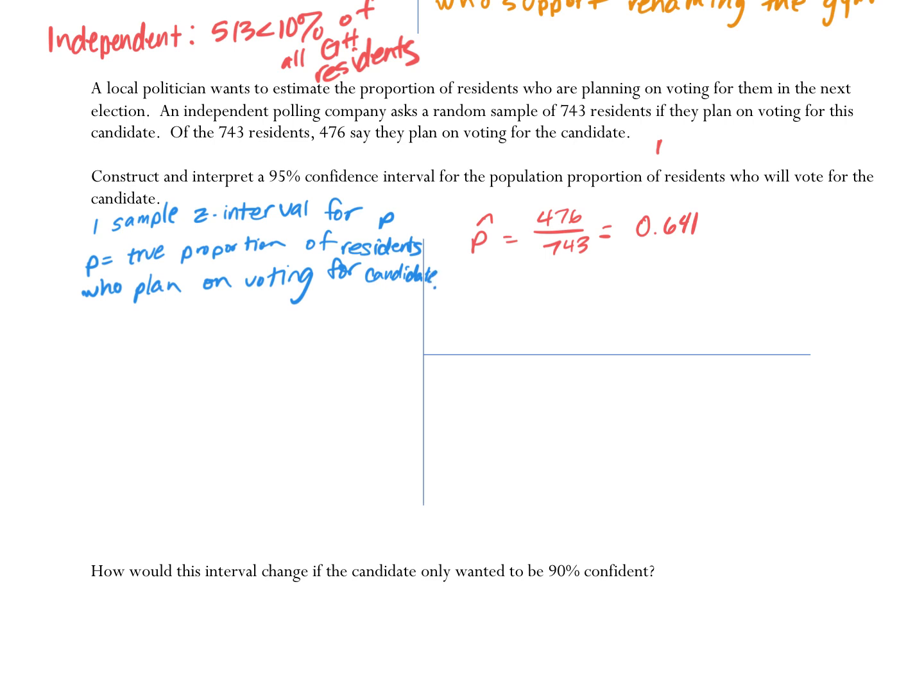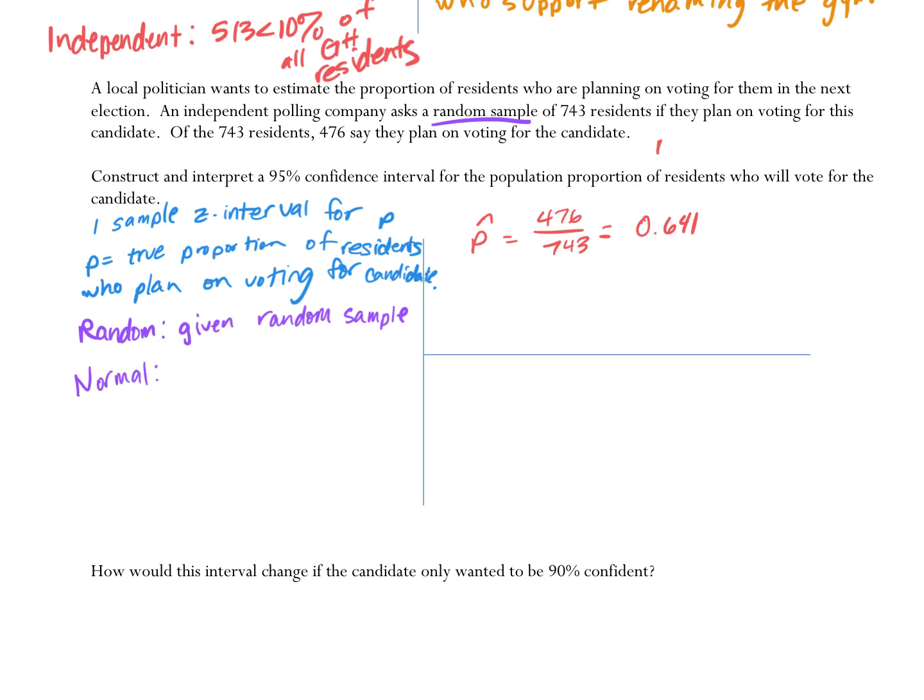All right, now in order to run a one sample z interval for p, 3 conditions have to be met. Does anybody remember what those 3 conditions are? Random, normal, and independent. Random. Hey, look at that. We were given that this is a random sample. Normal.